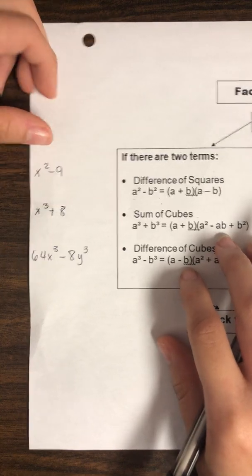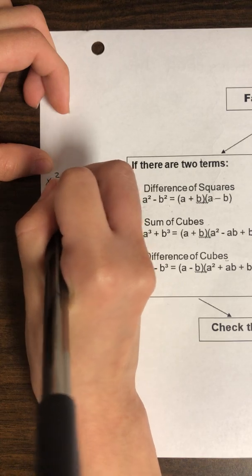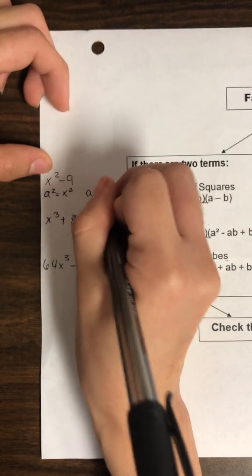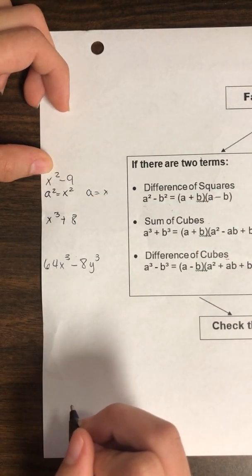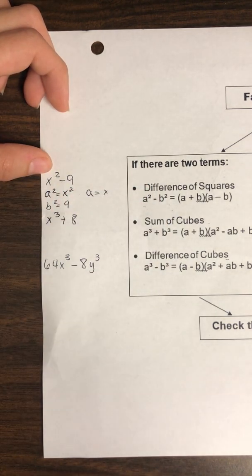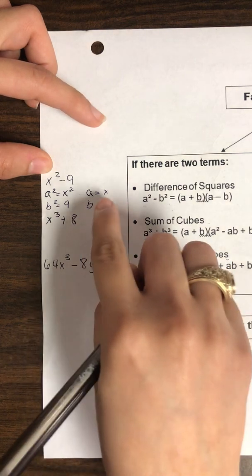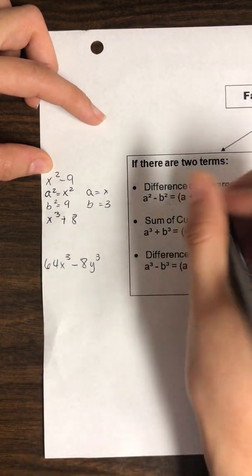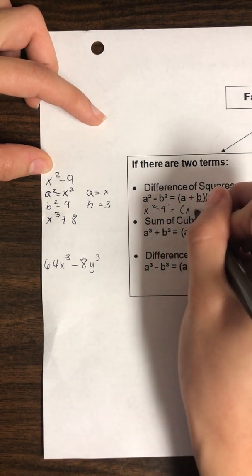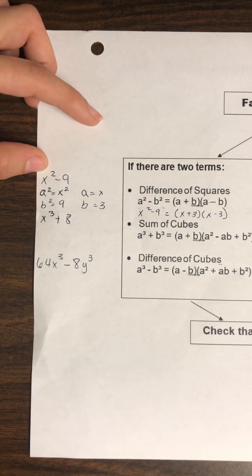So let's take a look at this example over here. My a squared value would be x squared, but my a value would just be x. My b squared value would be 9, and what times what is 9? 3. So I would just plug these values into my equation over here. So if I write it right here, I would have x plus 3 and x minus 3. Not that bad.